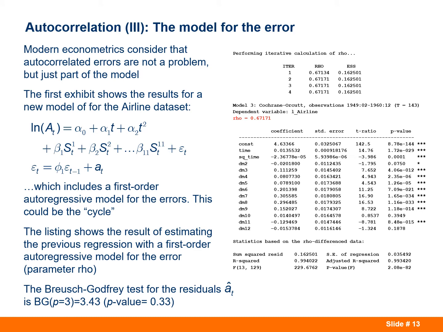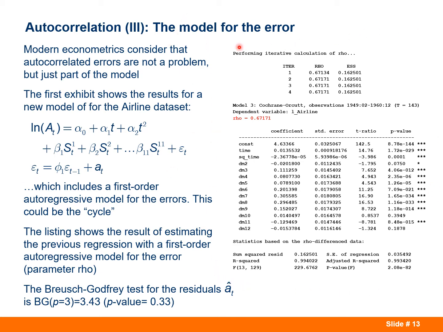Modern econometricians consider that autocorrelated errors are not a problem by themselves. They are just a part of the model that needs to be estimated. According to this approach, we would need to estimate the regression model with autocorrelated errors epsilon sub t, and epsilon sub t would be this coefficient times epsilon sub t minus 1 plus a non-autocorrelated error. So the model would have two components: the relationship model relating the explanatory variables with the endogenous one, and the model for the error. This model has been estimated here.